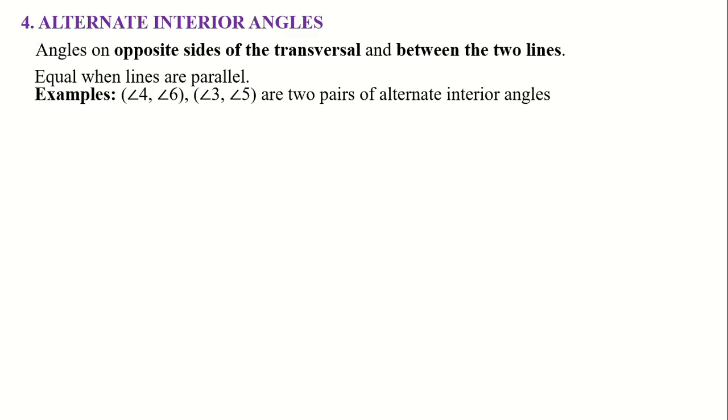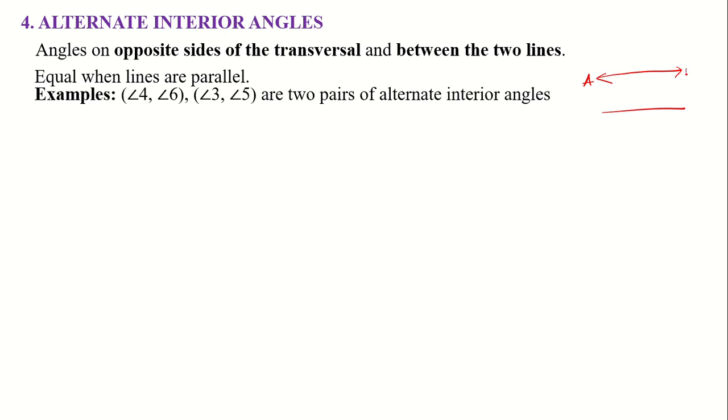Right? Next, we'll see some more types of angles that are formed. So here the other type is alternate interior angle. Let's look at the definition of this angle. So, what is your alternate interior angle? Alternate interior angles are angles that are on opposite sides of the transversal and between the two lines. So, these are your two lines.